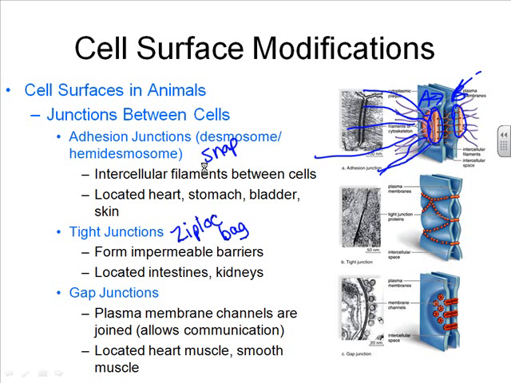This acts like a giant Ziploc around cells, forming an impermeable barrier. Your intestines has digested food in it, but it also has a lot of waste in it. We don't want that waste to leak out into the body. Your kidneys, we don't want the material to leak out into your body. So we seal the cells that make up the kidney, that make up the intestines, with a tight junction, a zipper-like junction that won't let material in or out.